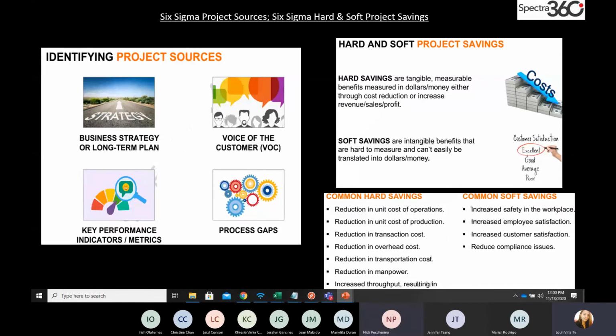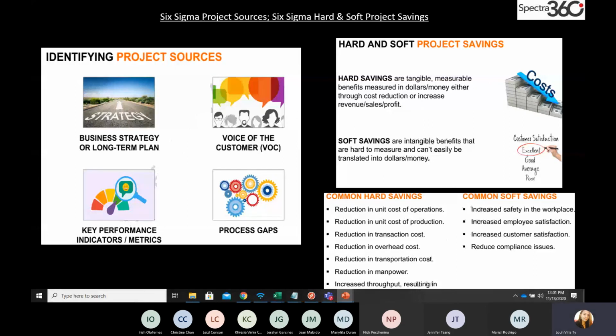Common examples of hard savings would be reduction in overhead cost, reduction in cost of operations, or probably reduction in manpower. For soft savings, common examples would be reduction of compliance issues or increased safety, increased employee satisfaction, right? Or probably increased customer satisfaction.